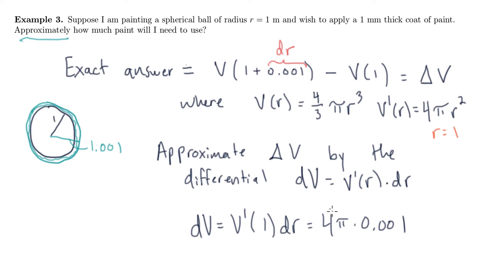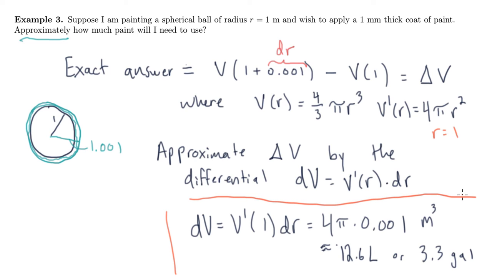Well, we get approximately, well, you're going to get this. Now this is, of course, meters cubed, but if we convert that to, say, gallons or liters, this is about 12.6 liters or 3.3 gallons. So that's about how much paint we need.